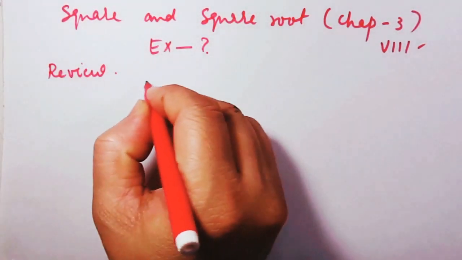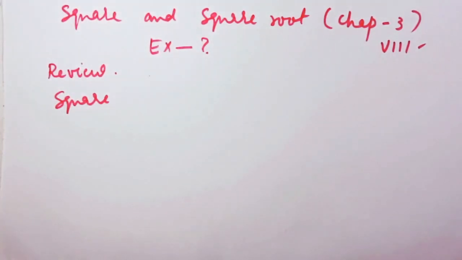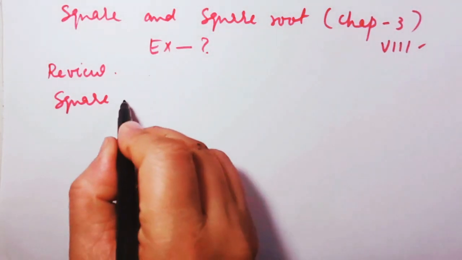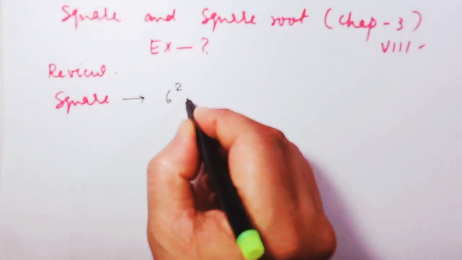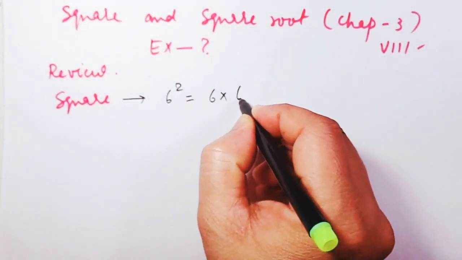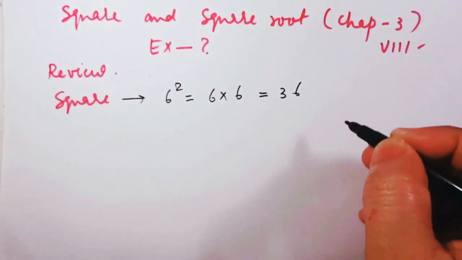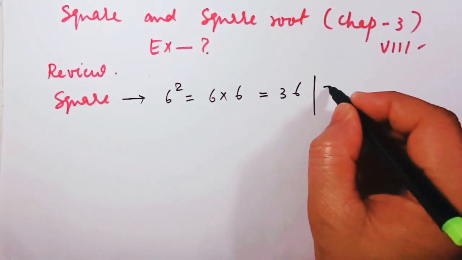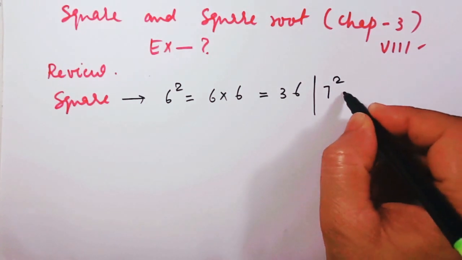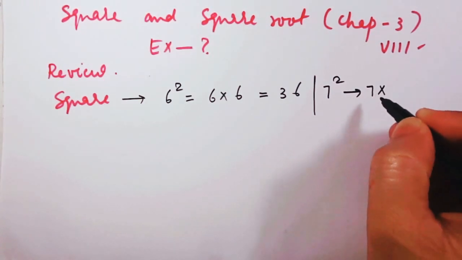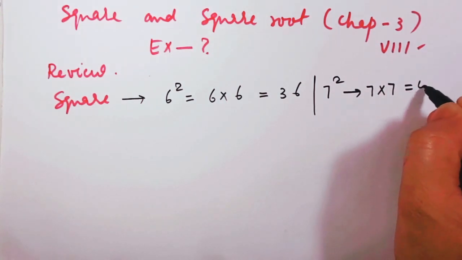Let's talk about square of a number. For the square of a number, if I want to write 6 square, it means 6 times 6 is equal to 36. If I have to write 7 square, then it is 7 to the power 2, and then we will multiply 7 not with 2 but with itself, which will give us 49.